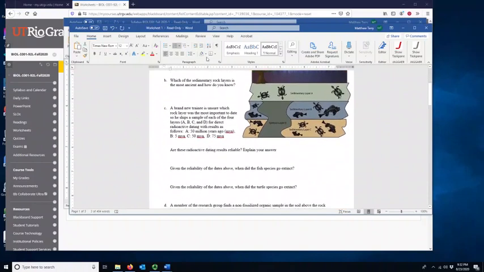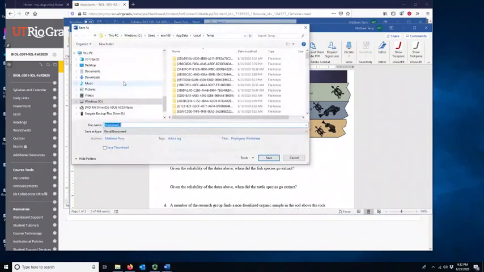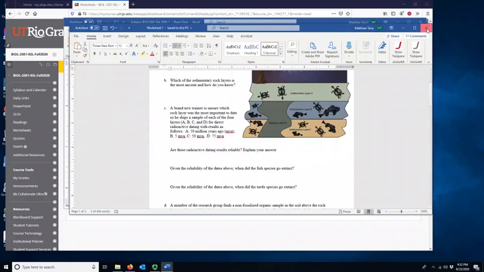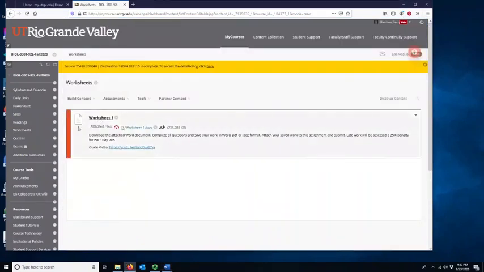Enter all of your answers, save it. You can put your name on it or just save it in the same format. It doesn't matter. So once you get done, let's save this here. We'll just save it to my documents folder. All you're going to do then is come back to the original assignment, click on the worksheet.